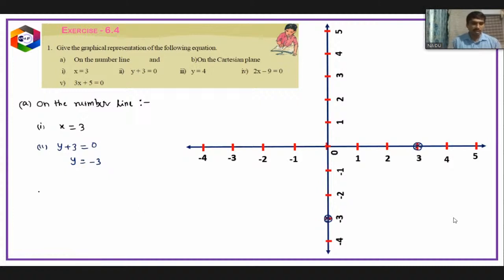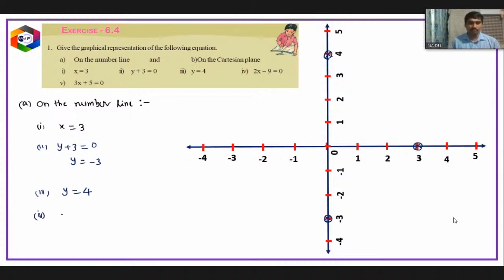And next, third one, on the number line only I am talking. Y is equal to 4. It is very clear. Y is equals to 4. On the y-axis, 4 units. So vertical distance, this is y equal to 4 point. So this is the solution for the given line, simple equation that is.